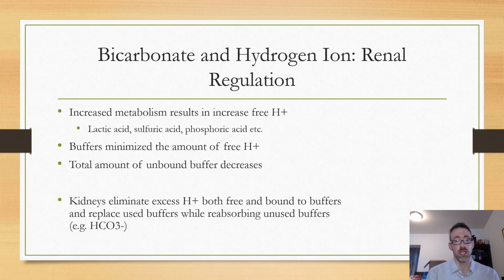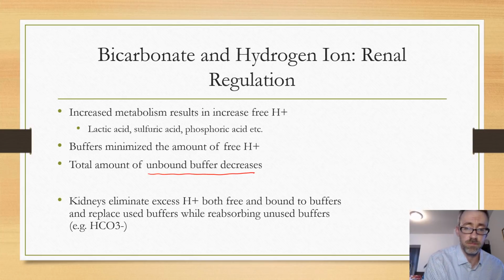So we have a whole lot of buffers, and these buffers minimize the amount of those free protons because it's the free protons that dictate the pH. So pH going up or down is based on the concentration of free protons. Buffers limit the amount of free protons available when they're produced, therefore preventing large shifts or changes in our pH. Now, when we regularly metabolize and produce those acids, we use up buffers. They all bind to those protons. And so the unbound proportion of buffers decreases because they're binding some of these acids. So we lose a portion of those buffers.